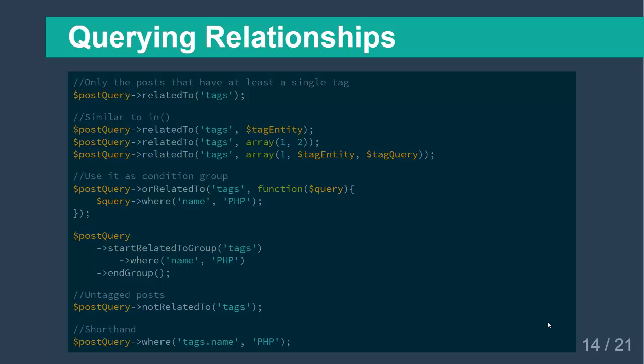Same as with in, we can pass here IDs and entities and queries. So this is all very intuitive. If you already know how to use one part of it, you can bring that skill to a different part of the ORM. For example, you can also add conditions that the tags must satisfy, and just as with the conditions builder with where, you can pass a callback, you can start a related to group, you can negate and find untagged posts, or there is a very useful shorthand which I really like, where you just say where tags.name is PHP, and it's going to find all posts that have a tag with the name PHP.